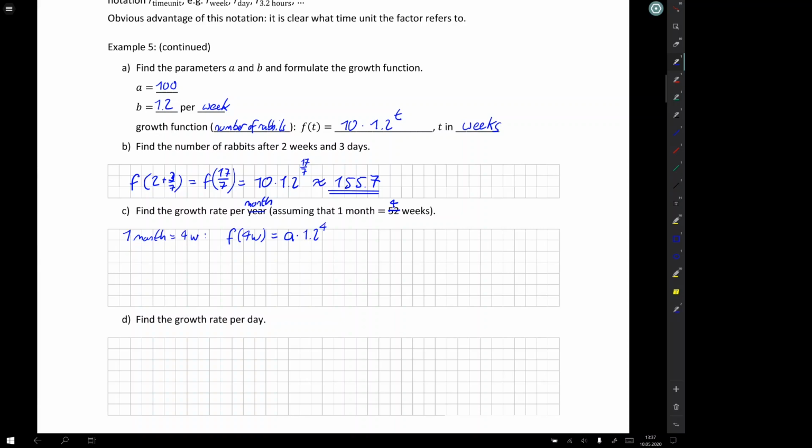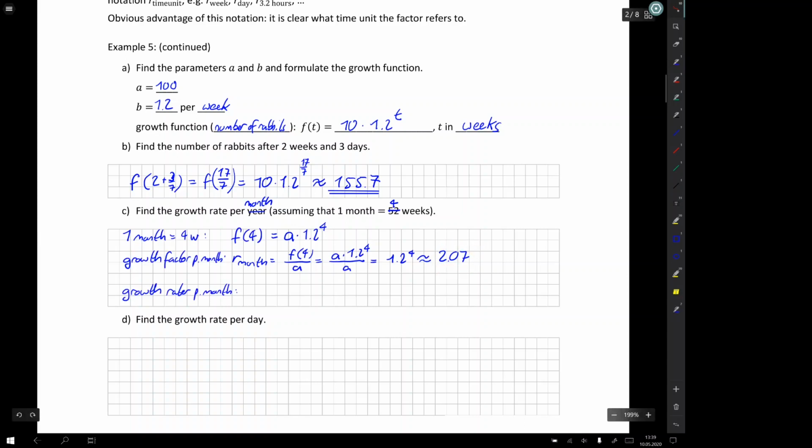Well, by how much has the number of rabbits grown? This means the r month is just the number after 4 weeks divided by the original amount, and we see that's a times 1.2 to the power of 4 divided by a, so we just get 1.2 to the power of 4 as the growth factor per month, and that's approximately 2.07. This means that the number of rabbits is more than double after a month. The growth rate per month, p month percent, is then just r month, so 2.07 minus 1, which is 1.07, which means we get 107%.